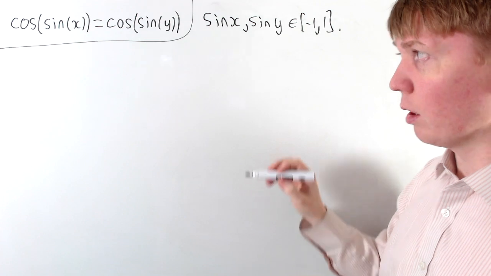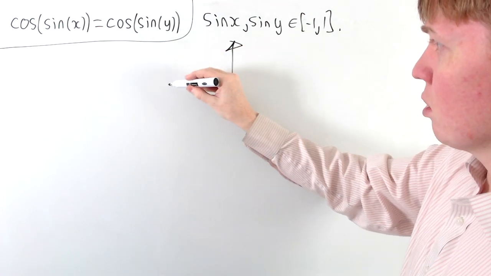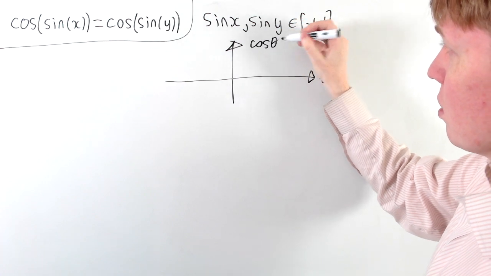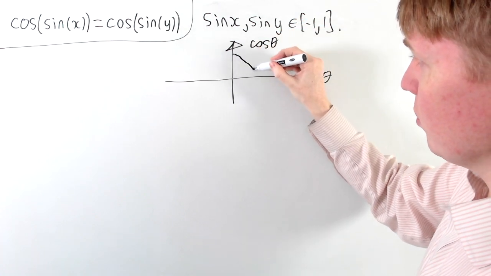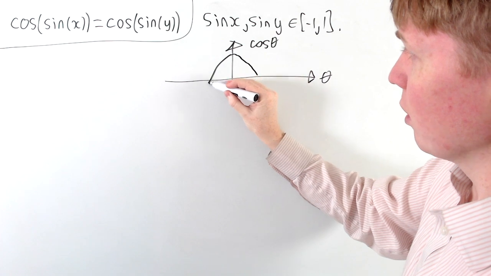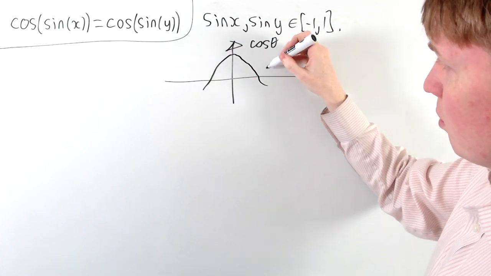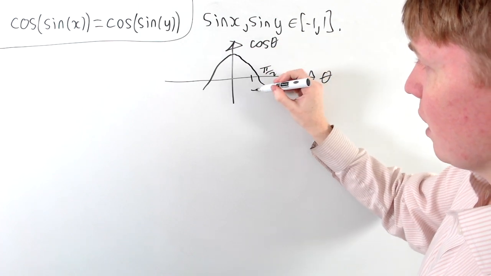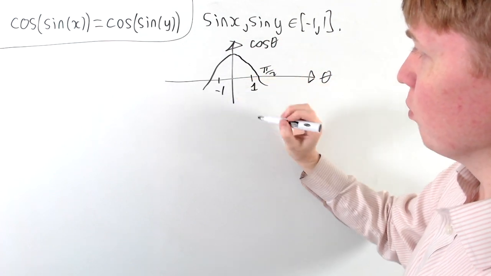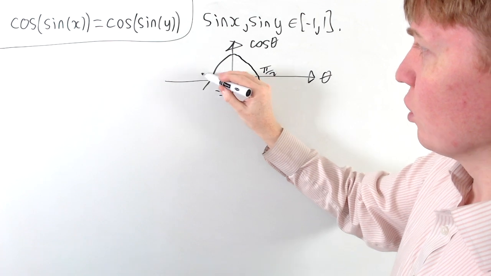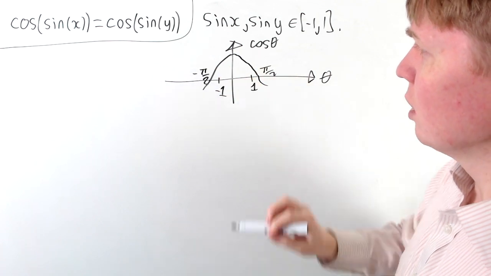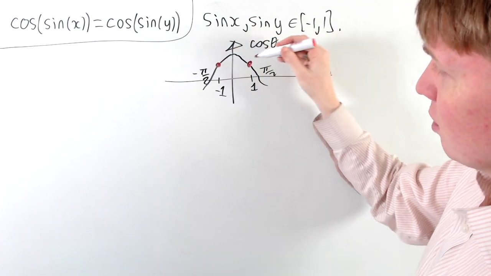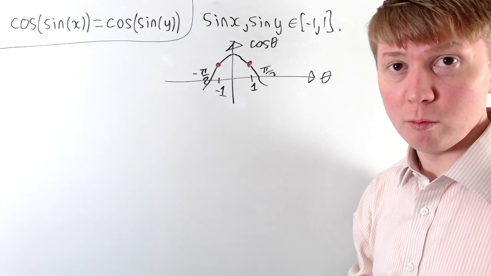So if we just draw a quick sketch of our cos function, let's say we've got theta and cos theta like this. The only bit we're really interested in is between 1 and -1. So here we've got pi over 2, and 1 will just be over to the left here. So we've got 1 and -1 over here, and this point here is negative pi over 2. So we're only really interested in our cos function in this interval between 1 and -1.